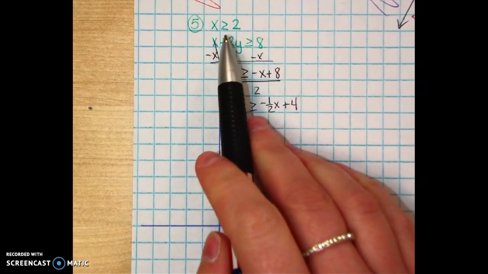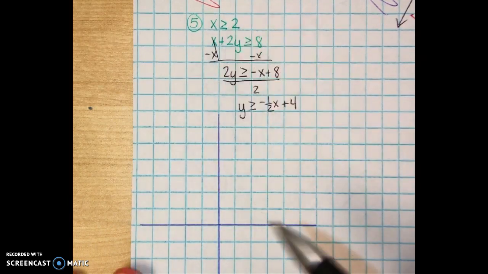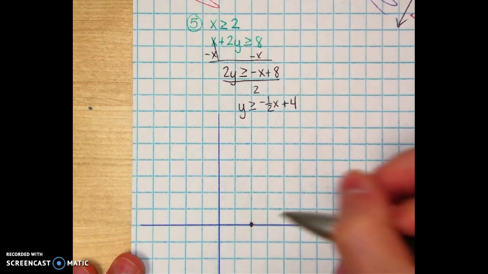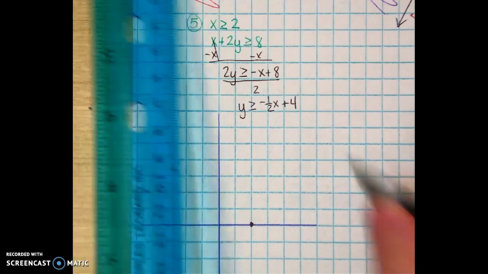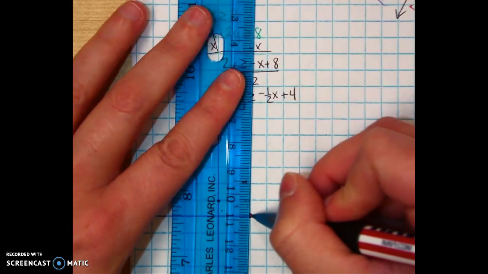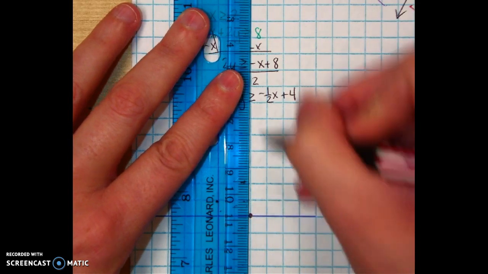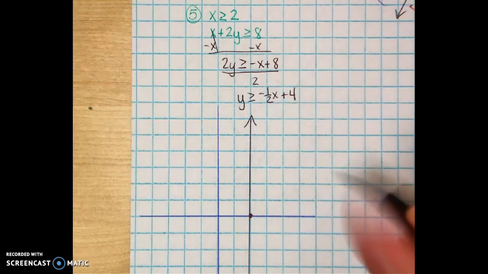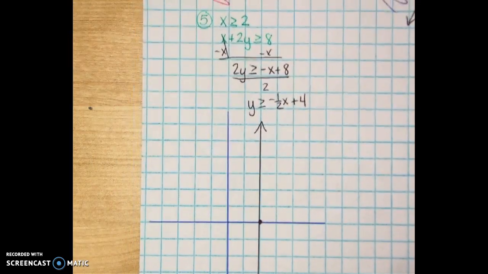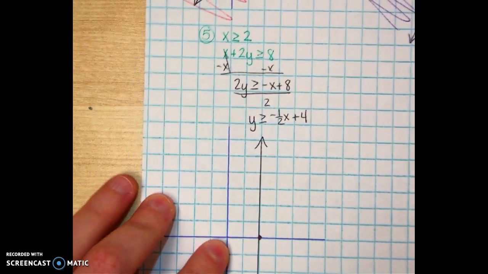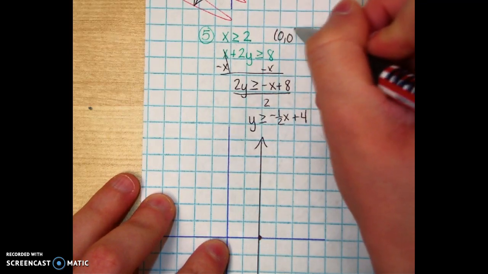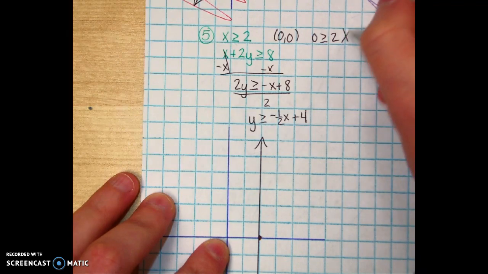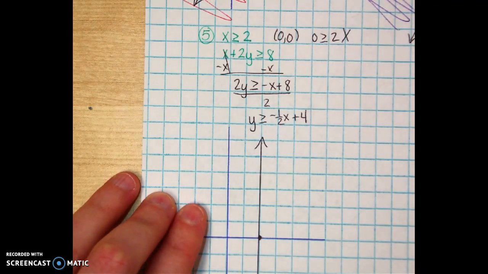Okay, the first one I'm going to graph is x is greater than or equal to 2. You go on the x-axis, find the 2. It's going to be a line straight up and down, and it is solid. Okay, I'm going to try 0, 0, because it doesn't go through that point. So 0, 0, that would be 0 is greater than or equal to 2. That's not true, so I need to shade this side over here.